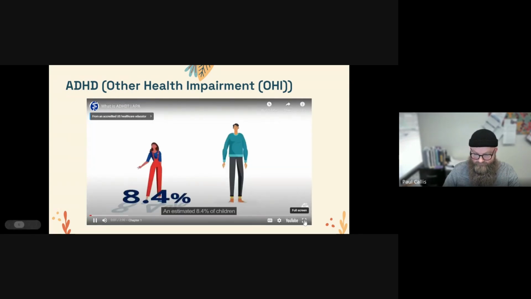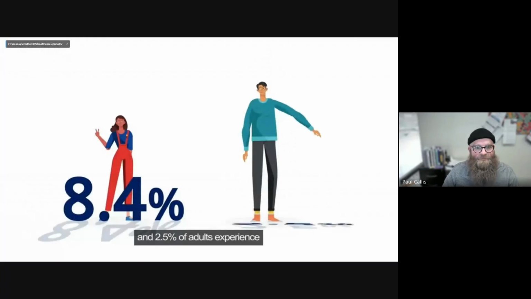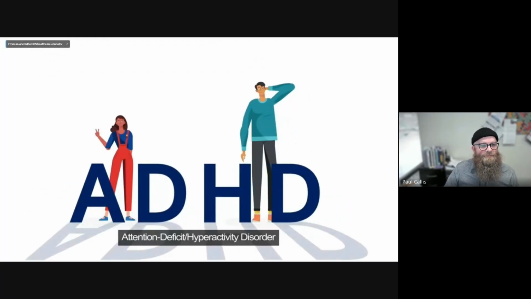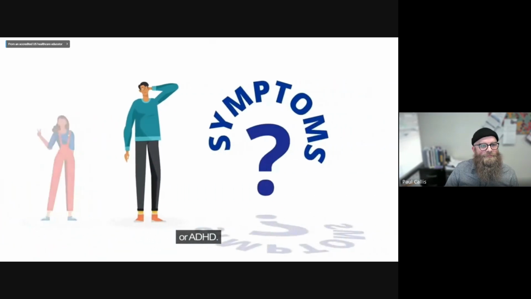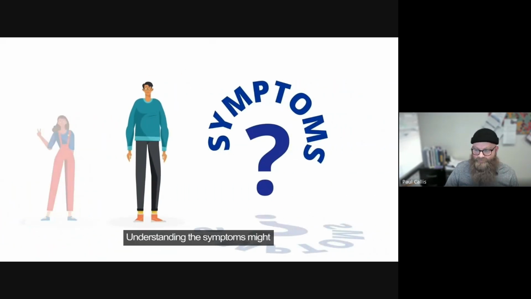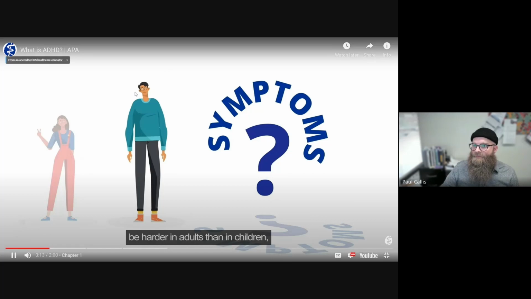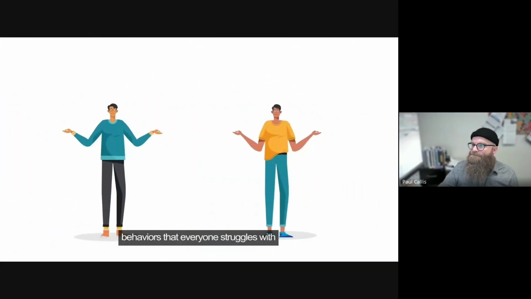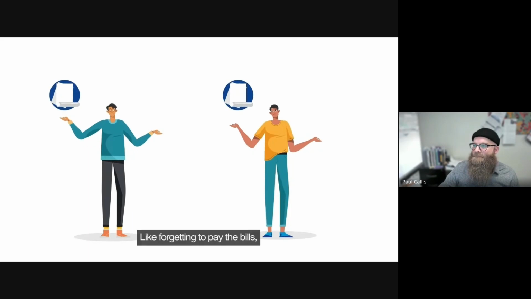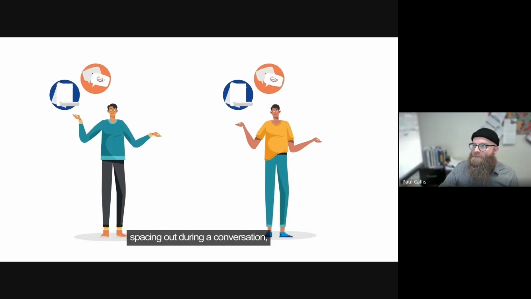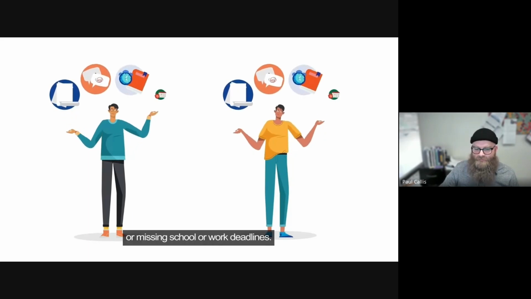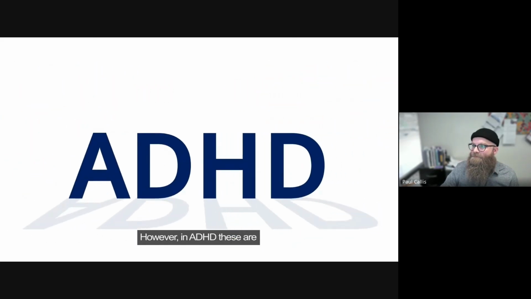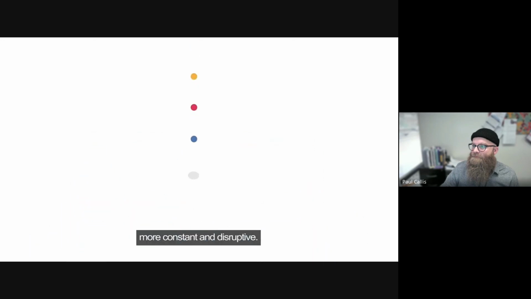An estimated 8.4% of children and 2.5% of adults experience attention deficit hyperactivity disorder, or ADHD. Understanding the symptoms might be harder in adults than in children, as most ADHD symptoms are behaviors that everyone struggles with once in a while, like forgetting to pay the bills, spacing out during a conversation, or missing school or work deadlines. However, in ADHD, these are more constant and disruptive.